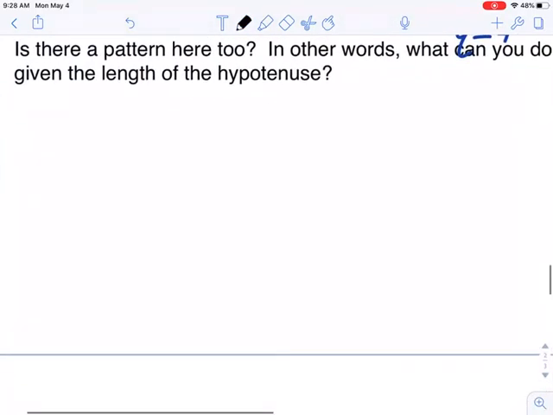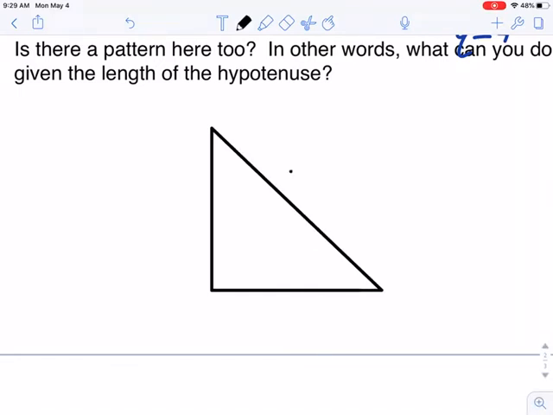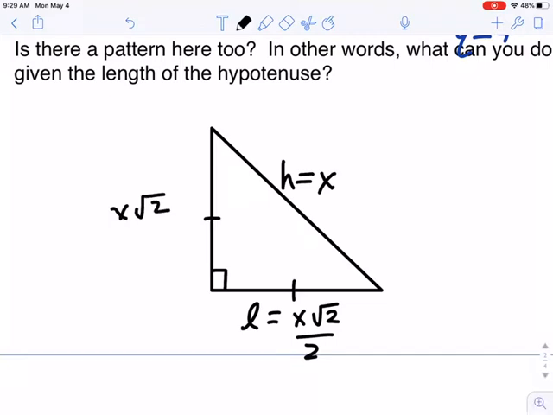This is it. This is the pattern. This is the punchline. All right. If we have some, let's see, I didn't do a good job of drawing my right triangle. All right. If the hypotenuse is x, the legs are going to be x radical 2 over 2. That's the pattern, is you're multiplying by radical 2 and dividing by 2.